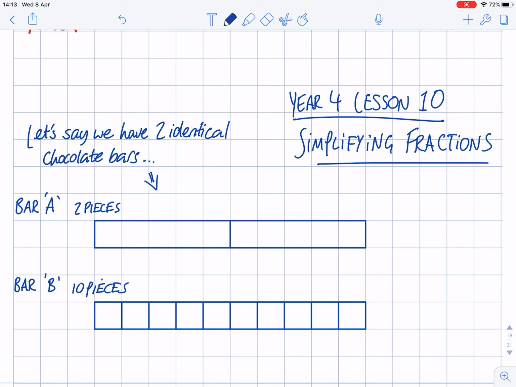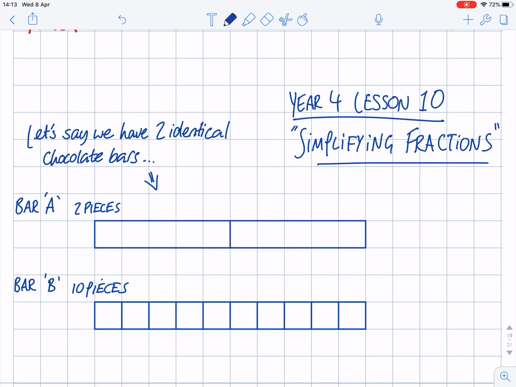Right, year 4, lesson 10. We're going to simplify some fractions today, all right? And we're also going to identify some equivalent fractions as well, which I'm going to explain now. But the majority of what you're going to be doing today is simplifying fractions, all right?